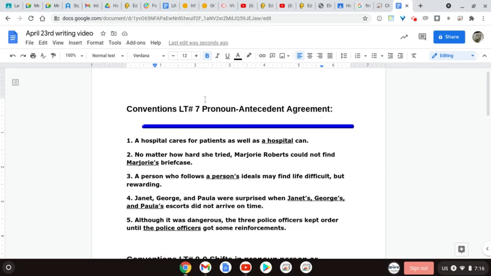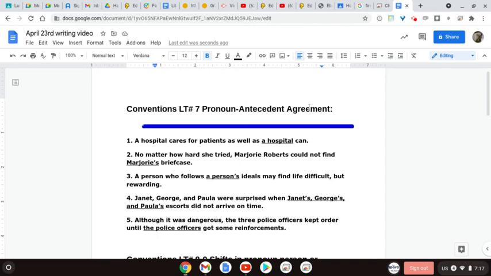Now, in regards to pronouns and antecedents, when we talk about pronouns, we're talking about those words that replace our nouns. Pronouns are also the words we talk about when we look at point of view in reading class. So pronouns in the first person are I, we, us, me. Pronouns in the second person is the pronoun you. Pronouns in third person are he, she, it, they, their.